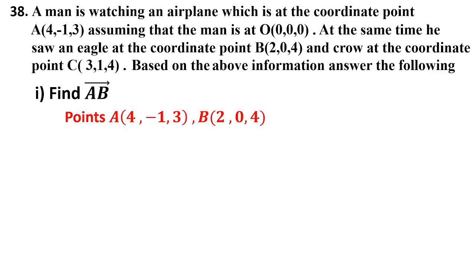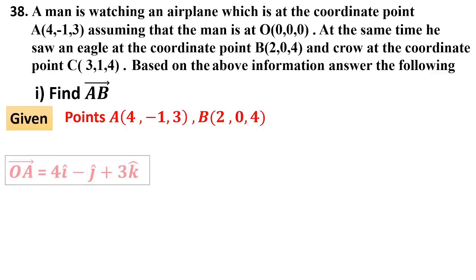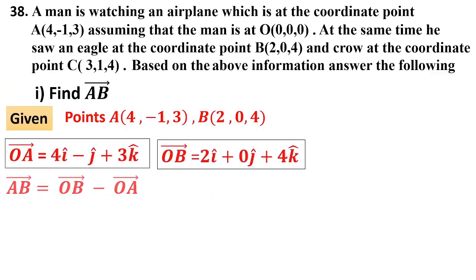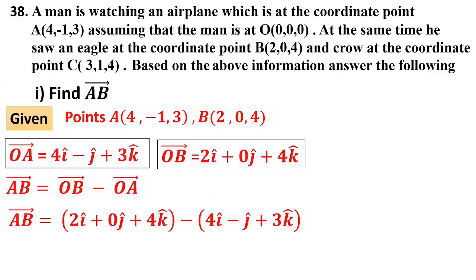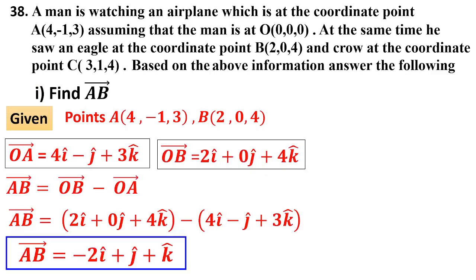Question number 38. A man is watching an airplane which is at the coordinate point A, and at the same time he saw an eagle and a crow at the point C. We have to find vector AB. Point A is known, point B is known. Vector AB is OB minus OA. OA is given, OB is given. Our vector AB is OB minus OA.